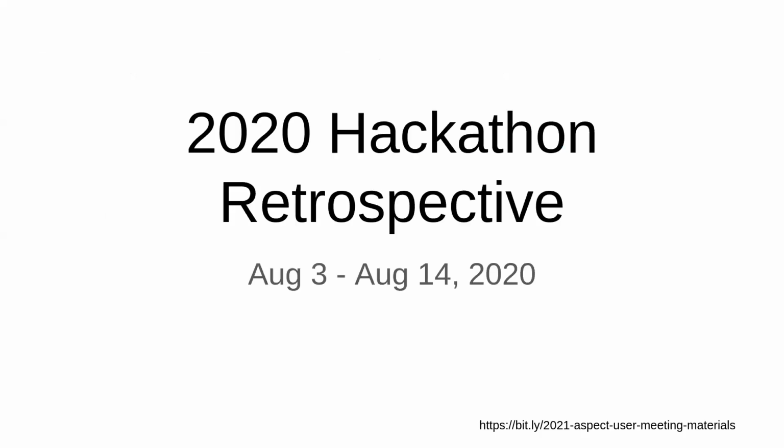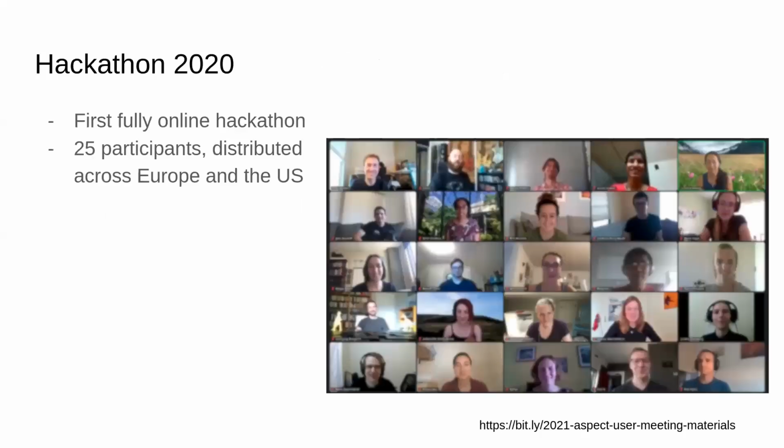And then there was the 2020 Aspect Hackathon in August. This was, as mentioned, our first fully online hackathon, and we were a bit worried initially how we could make this work, whether it would be as productive and helpful as the earlier hackathons. We had 25 participants. We still limited the number of participants because we felt that it could get out of hand if the meeting becomes too large, that we couldn't provide the individual one-on-one support and time for discussions.